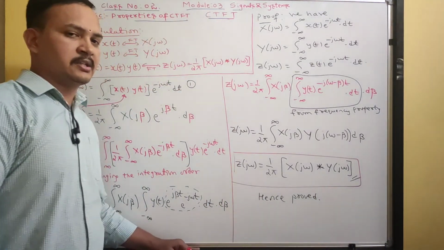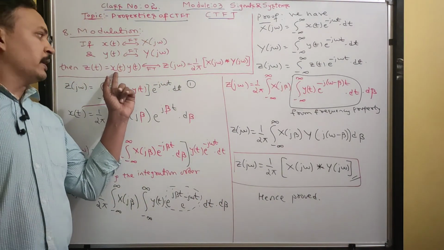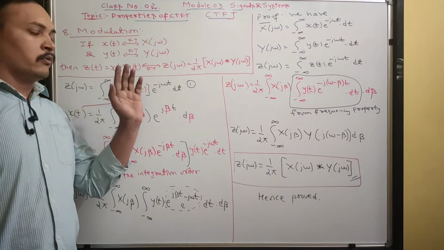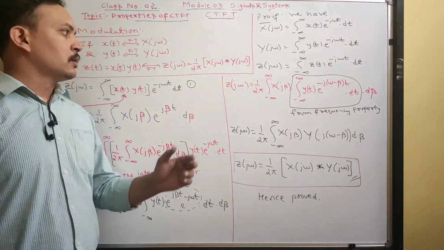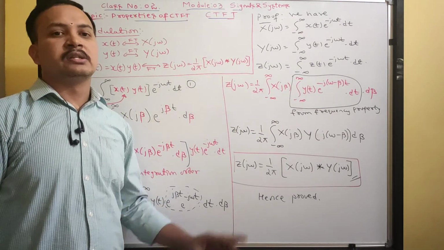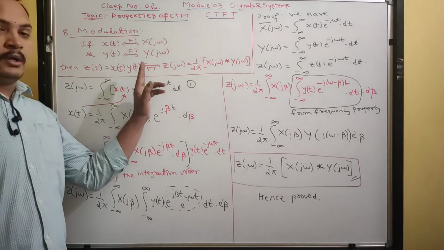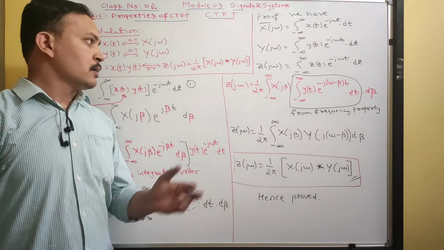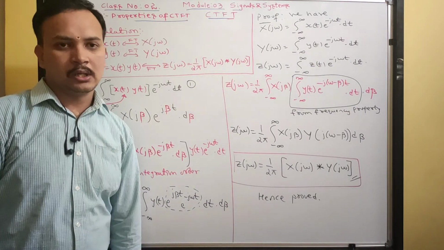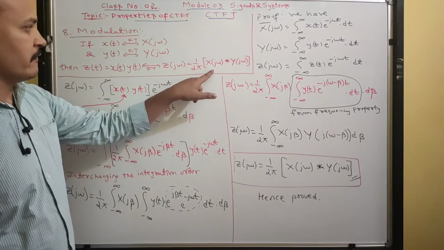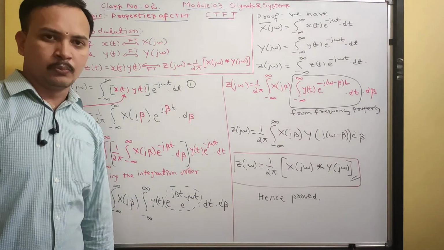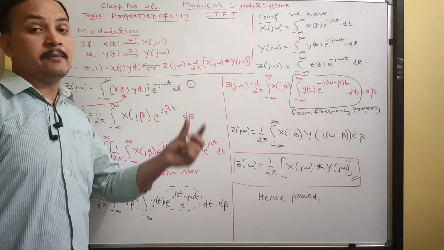So what we can say as the statement: multiplication in time domain will give convolution in frequency domain. The Fourier transform of a multiplication in the time domain will be a convolution in the frequency domain, multiplied by a factor of 1 by 2 pi.